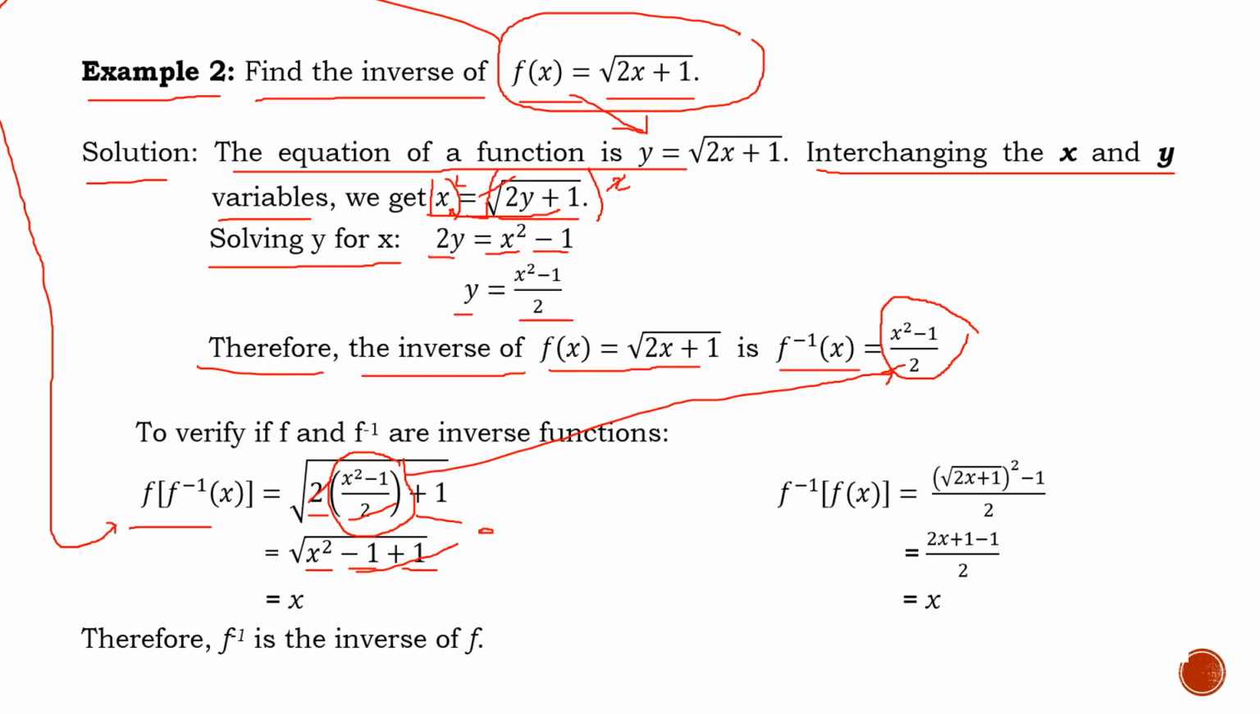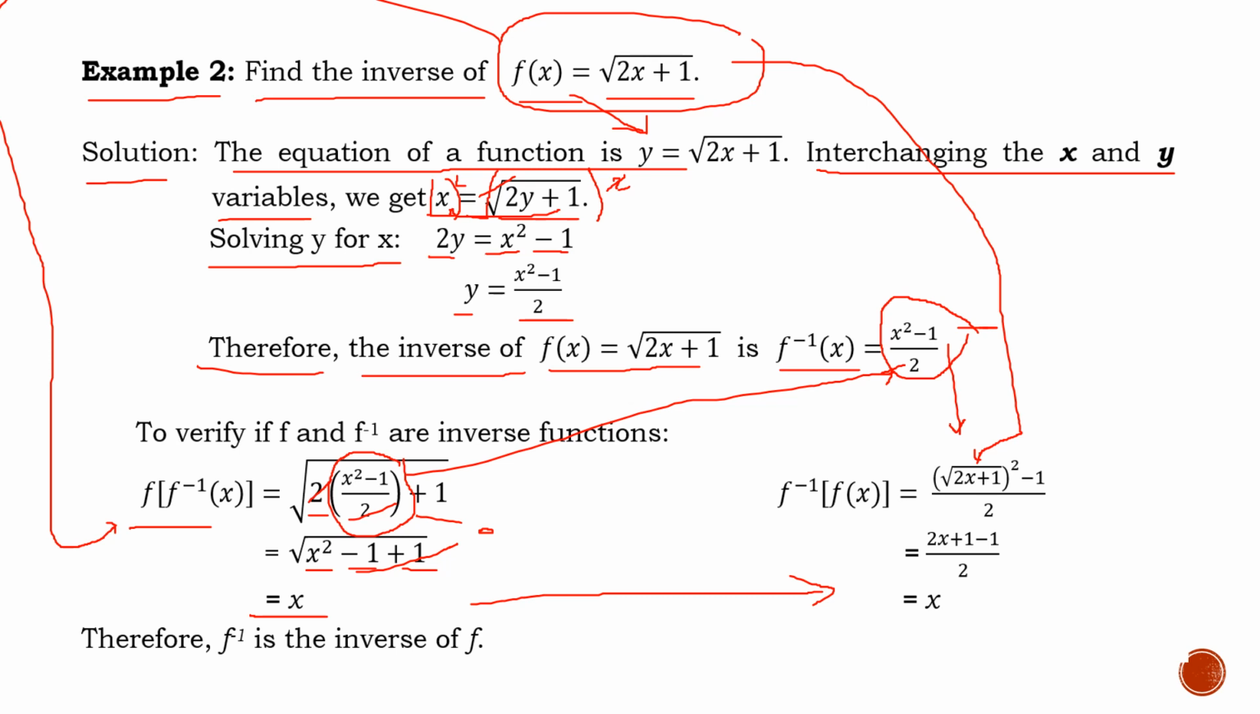That's why square root of x squared is equal now to x. Now, for us to check if these two are inverses, we need to get the inverse function of f of x. So the f raised to negative 1 of f of x. So we just simply copy. This will be our pattern now, your resulting value from your inverse function. Then we replace all your x variable here using the value of your original function. That's why it becomes square root of 2x plus 1 squared minus 1 over 2.